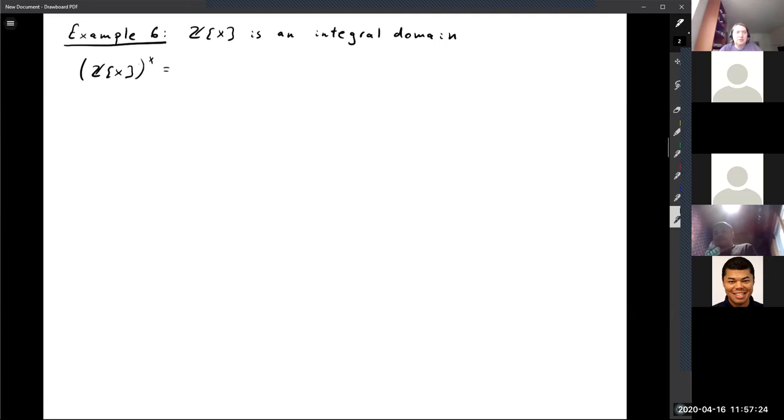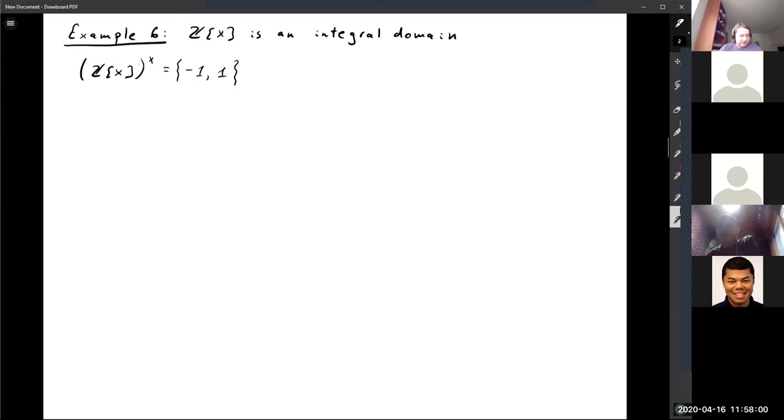What polynomials with integer coefficients are invertible? Definitely none of the polynomials of degree greater than 0 can be invertible, right? Because if you multiply it by any other polynomial, you always get a higher degree. And so this actually coincides with the group of units of Z, so it's minus 1 and 1.